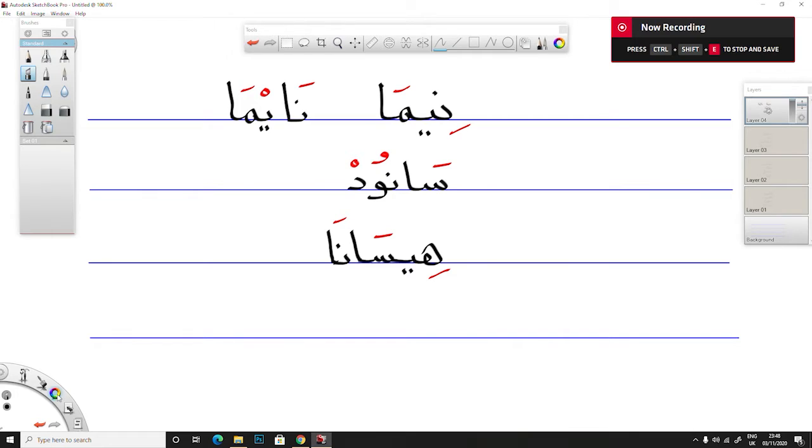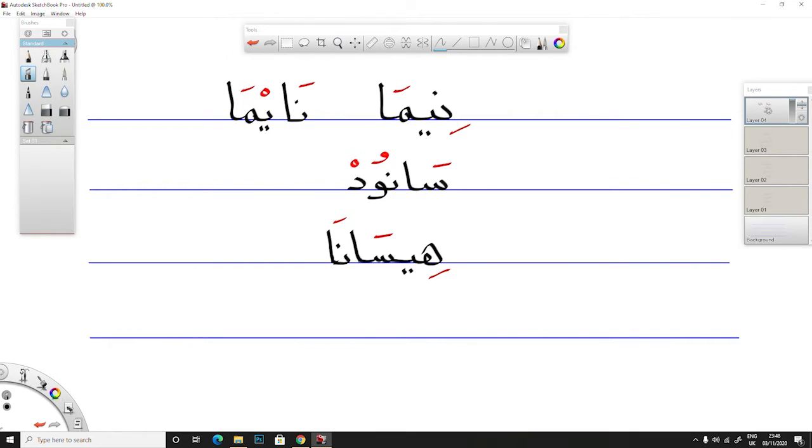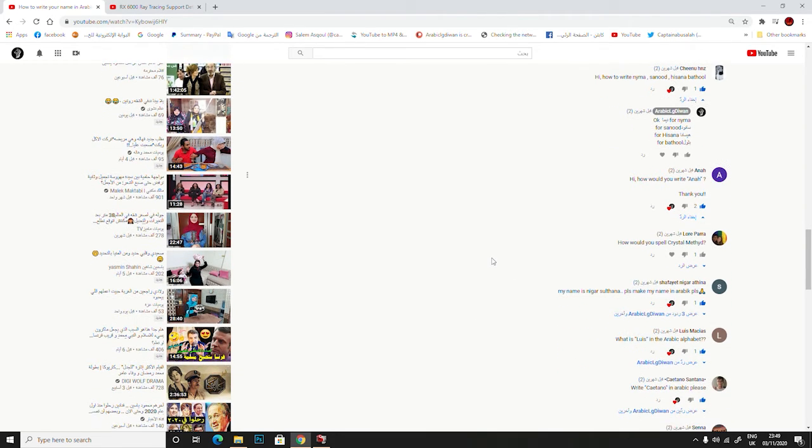The next name is Bathul, and it looks as if it is the Arabic name Batul, because we have an Arabic name like this one. This is Bathul and this is Batul. It's actually a name of a girl. Let's move to the next group of names.